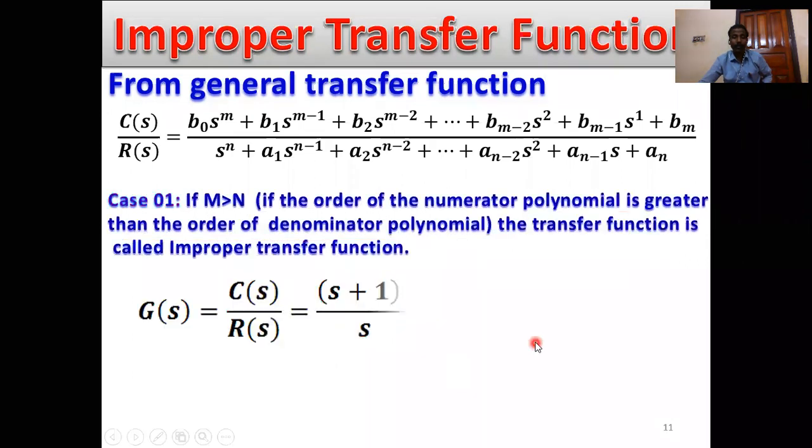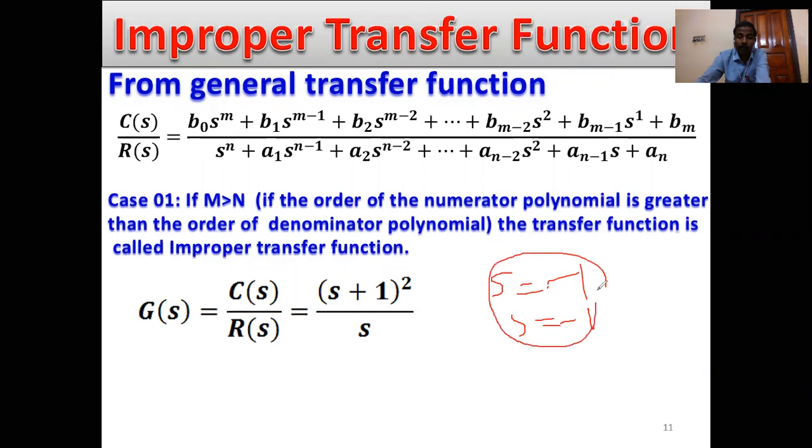What is the example? The number of zeros equals 2. In this case, (s plus 1) whole squared equals 0, so s is equal to minus 1, and the other value is also s equal to minus 1. This is the zeros position, and s equal to 0 is the poles position. That means the origin, because s is equal to 0 at the origin.